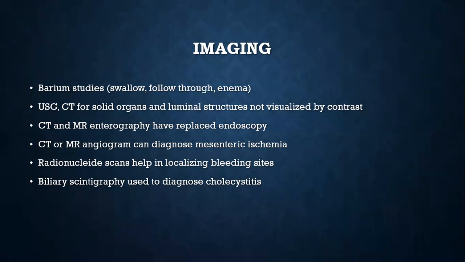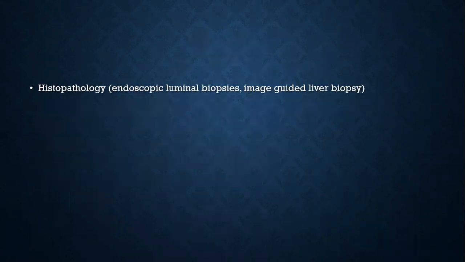Radionucleotide scans are the next level. They can help in localizing bleeding sites. Remember, an endoscopy needs at least 100 ml of bleed to localize it, whereas with a radionucleotide scan, even 0.5 ml of bleed can be localized. Another radionucleotide scan is biliary scintigraphy. It's used to diagnose cholecystitis. So starting from a basic X-ray, barium scans to nuclear scans can be used in the GIT.